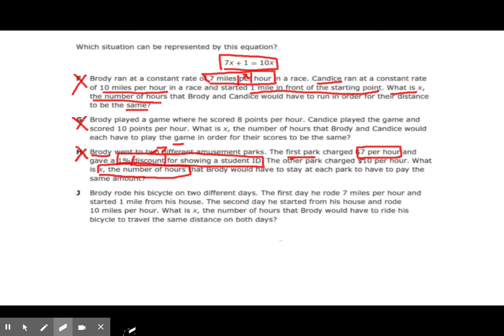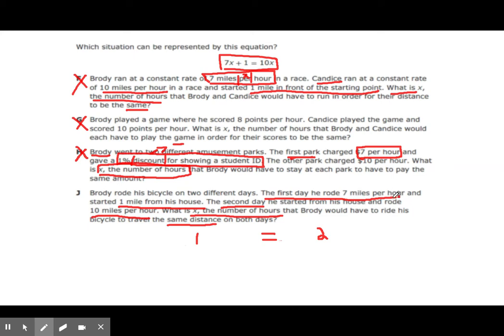So J says Brody rode his bicycle on 2 different days. The first day he rode 7 miles per hour and started 1 mile from his house. The second day he started from his house and rode 10 miles per hour. What is x, the number of hours that Brody would have to ride his bicycle to travel the same distance on both days? So I'm comparing the first day, or day 1, to day 2. They need to be the same or equal. So now let's fill in what we know about each day.